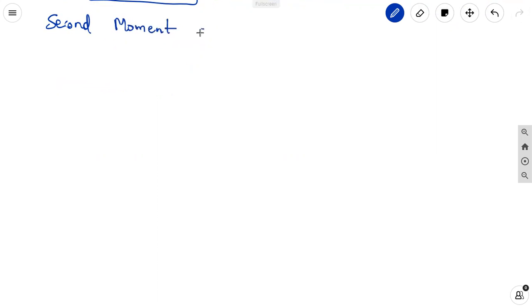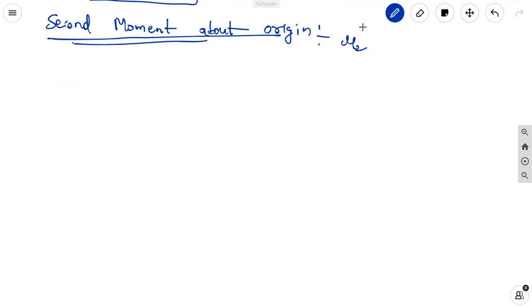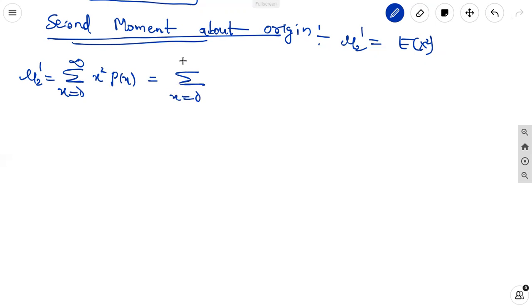Second moment about origin. The second moment is nothing but we can take mu2 dash is equal to expectation of x square. That is mu2 dash is equal to summation x equal to 0 to infinity x square p of x. This x square can be written as summation x equal to 0 to infinity x into x minus 1 plus x into p of x.